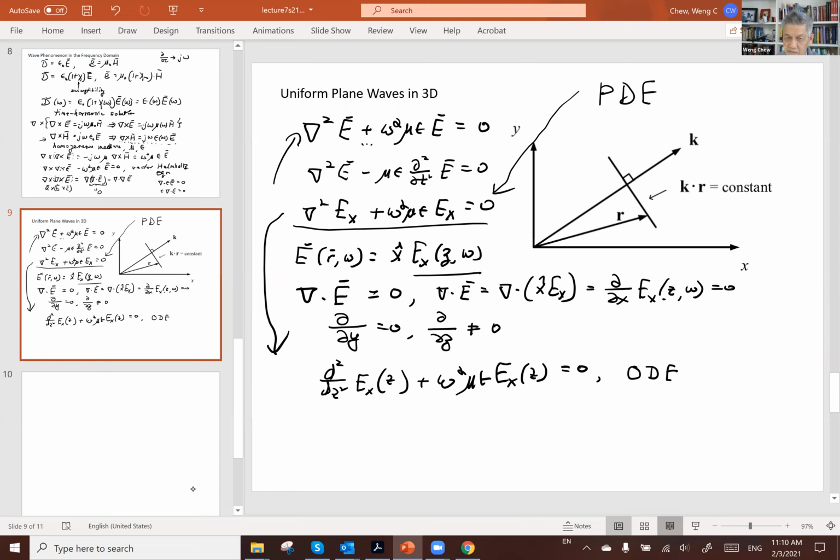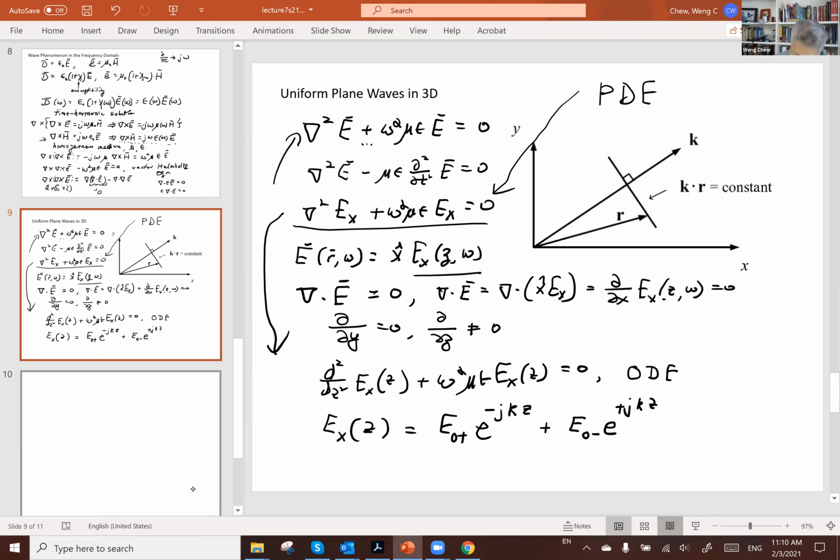And good electrical engineers, all of you are good electrical engineers, know that this is a second order constant coefficient ordinary differential equation. We have solved this problem over and again in electrical engineering. You can write the solutions as a linear superposition of exponentials. If I were to write this in full, I'm going to drop the omega dependence, which is implied for all phasors. We are working with phasors now. The general solution to this problem would be something of this form.